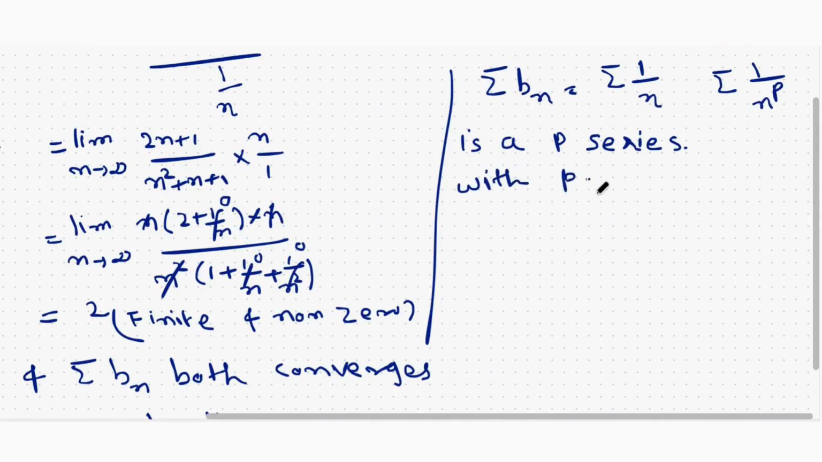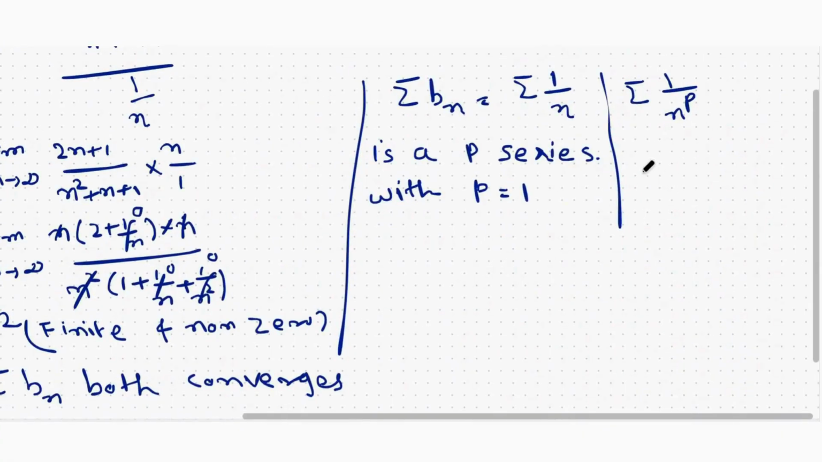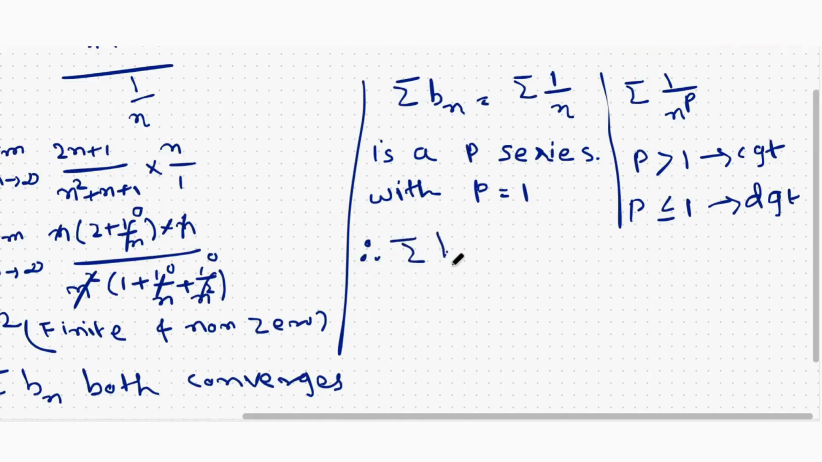So this is a p series with p equal to 1. Okay, अब p series के लिए कंडीशन क्या है, when we say that p series is convergent, if p is greater than 1 then the p series is convergent series, and if p is less than or equal to 1 then the p series is divergent series. Okay, तो अब यहाँ पे क्या है, p equal to 1 है. So that's why what we conclude, therefore series bn is what? Divergent series.